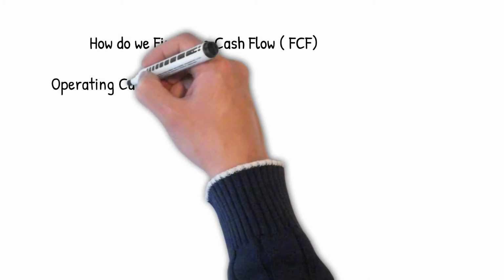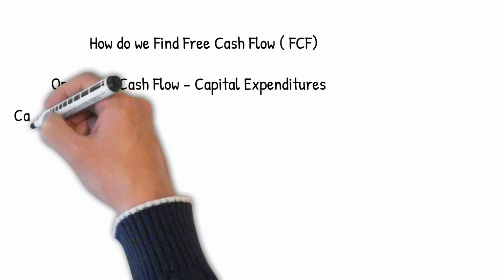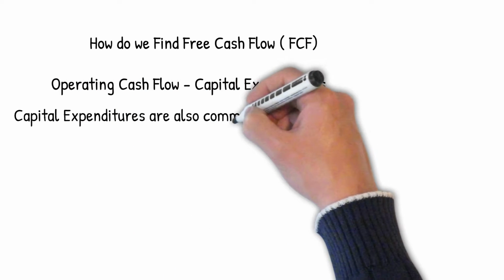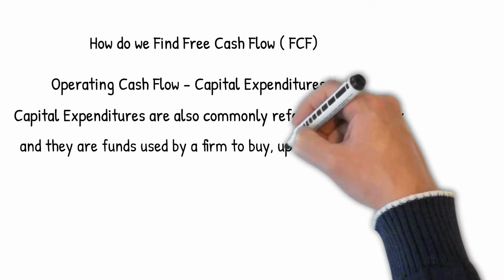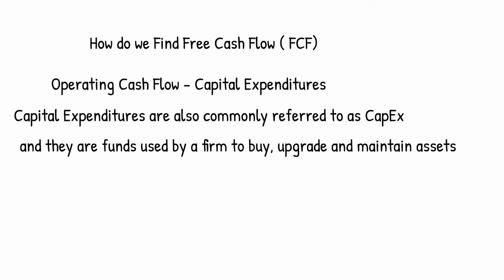So how do we find free cash flow? We use operating cash flow minus capital expenditures. Capital expenditures are also commonly referred to as CapEx, and they are funds used by a firm to buy, upgrade, and maintain assets.